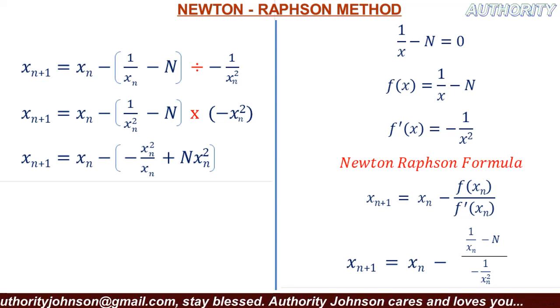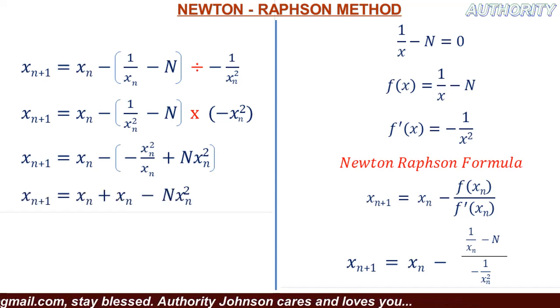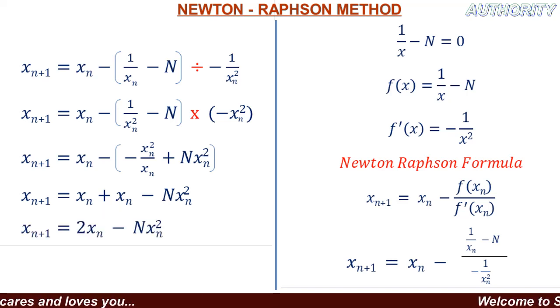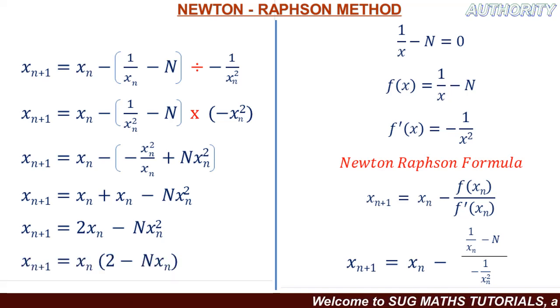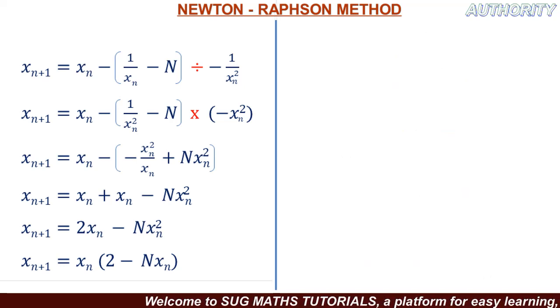When you use the negative sign to open this bracket, we are going to have xn plus xn minus nx squared. Now xn plus xn is going to give us 2xn, then we have minus nx squared. Factor out xn, and we are going to have 2 minus n xn. So here we have xn plus 1 is equal to xn open bracket 2 minus n xn.